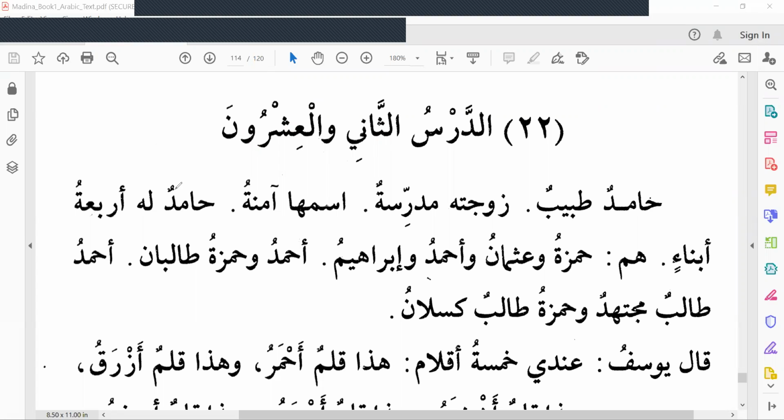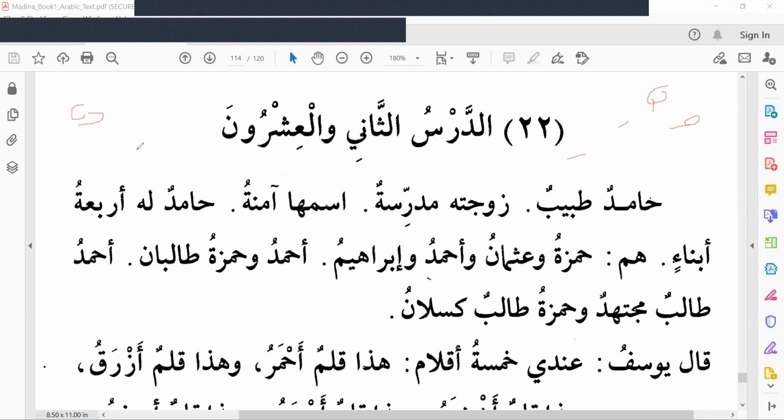Diptotes means we can find some nouns that don't take the tanween. Normally, nouns will take tanween if they are nakira. If the noun comes in the majroor state, it will take kasra. If the noun comes in mansub state, it will take fatha. If the noun comes in marfu state, it will take dhamma, correct?